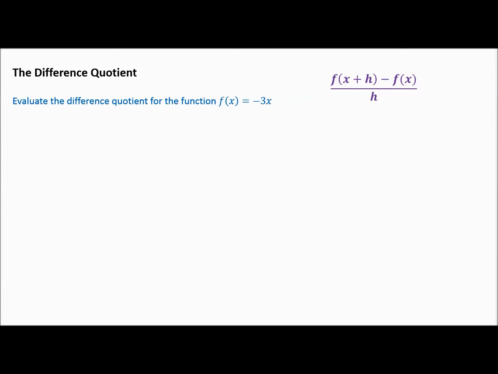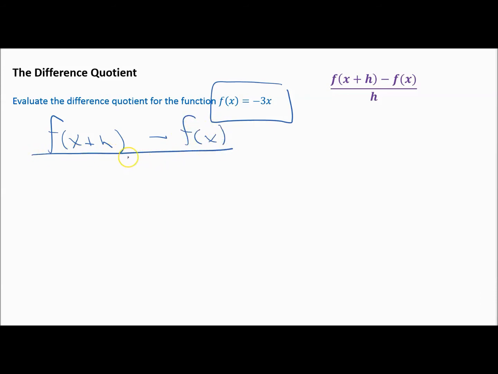And so when you have the difference quotient, you're always using this formula I have over here to the right, f of x plus h minus f of x over h. And what you're supposed to do is use the specific function that you've been given. So we're going to take a look at f of x equals negative 3x and use that function in this formula. So just to keep things lined up, I'm going to rewrite the formula here. F of x plus h, that's one piece of the puzzle. We'll calculate that. Minus f of x, that's a separate piece, all divided by h.